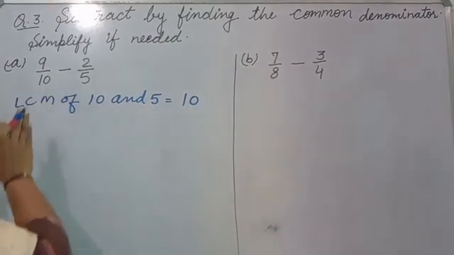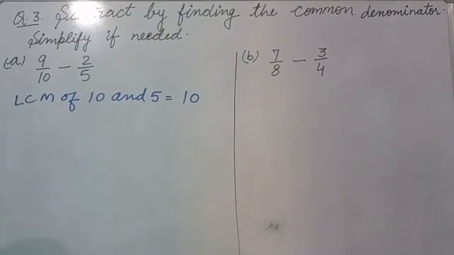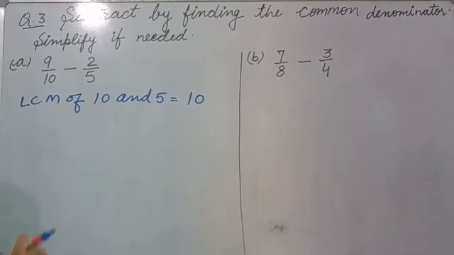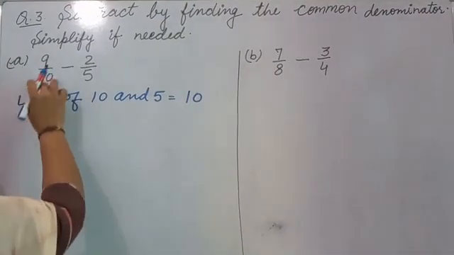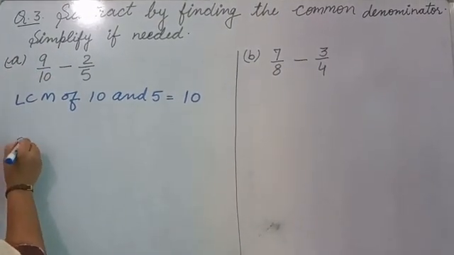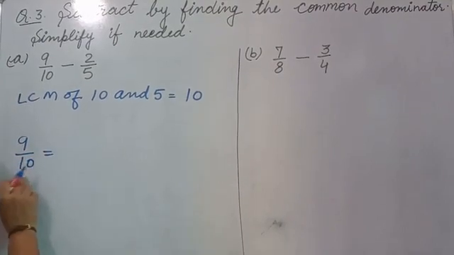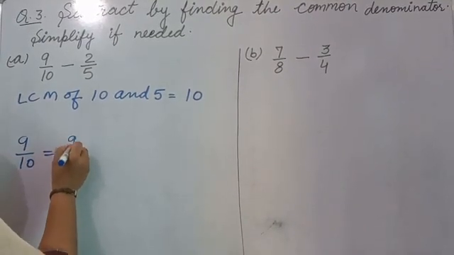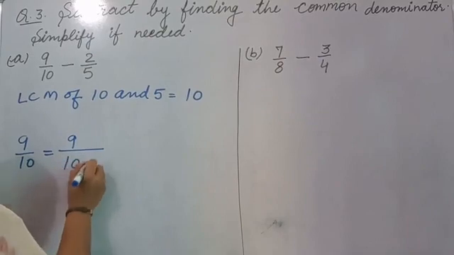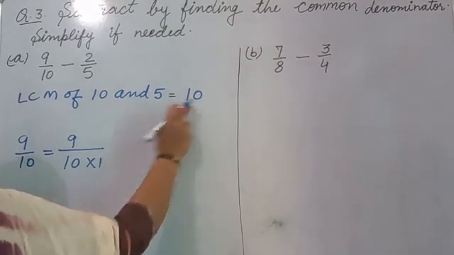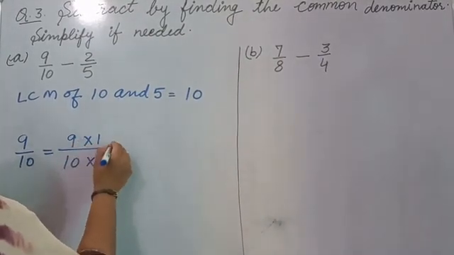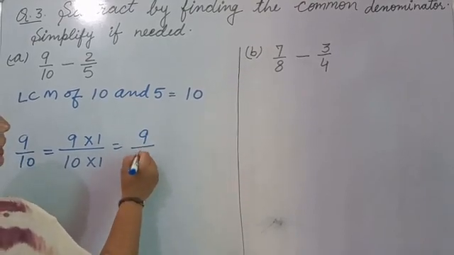So now we make the common denominator, which means denominator 10. First is 9 upon 10. We should write its equivalent fraction. 10 is already 10, so we should multiply only by 1, because 10 ones are 10. So 9 ones are 9 and 10 ones are 10.